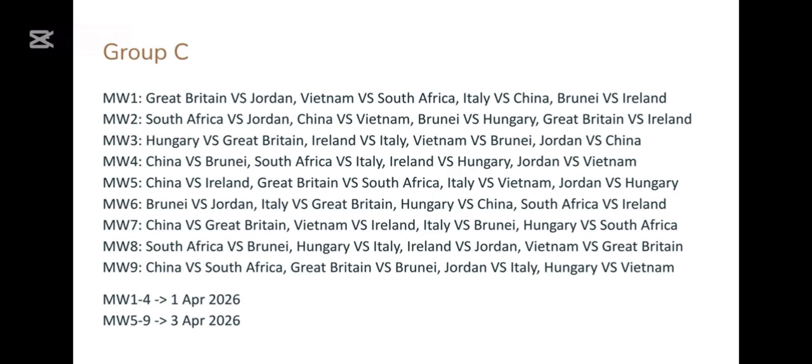Match week 4, China versus Brunei, South Africa versus Italy, Ireland versus Hungary, and Jordan versus Vietnam. In match week 5, China versus Ireland, Great Britain versus South Africa, Italy versus Vietnam, and Jordan versus Hungary. Match week 6, Brunei versus Jordan, Italy versus Great Britain, Hungary versus China, and South Africa versus Ireland.